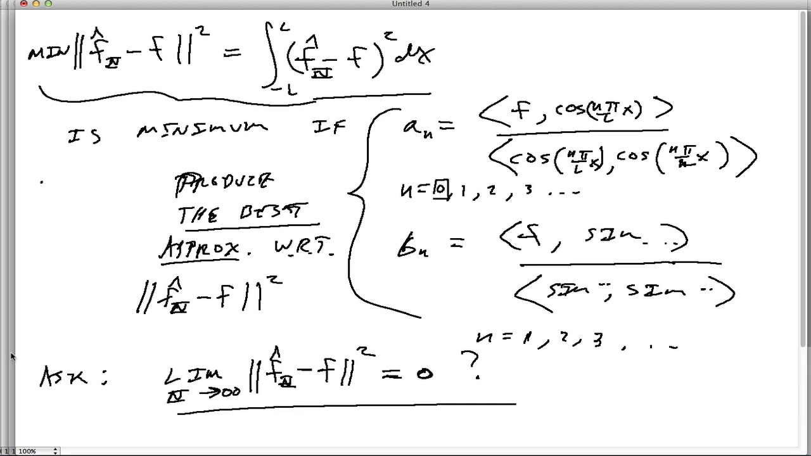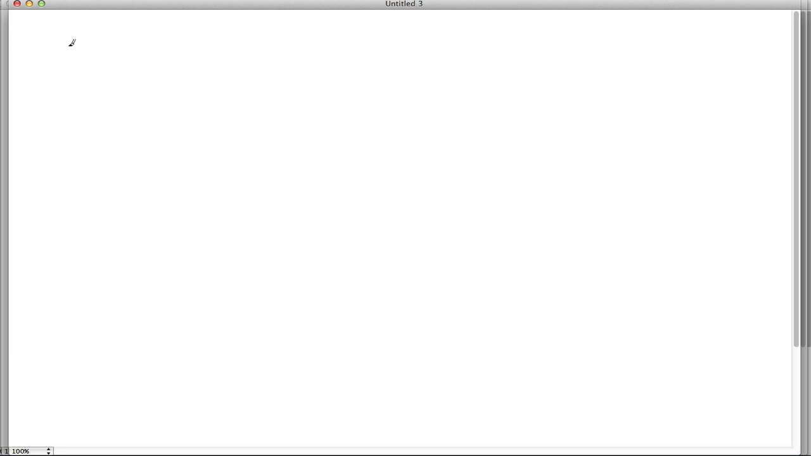So before we can do that, we have to talk about, what is f? That's the question we need to ask. First of all, the function f could be a lot of things. So we have to restrict.